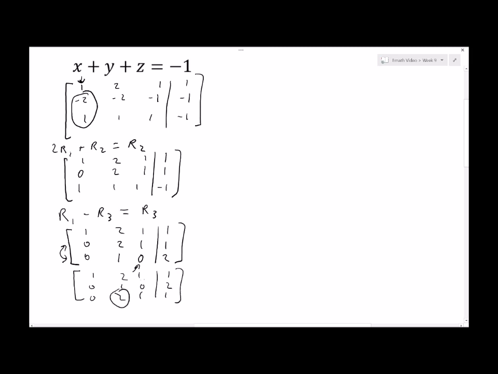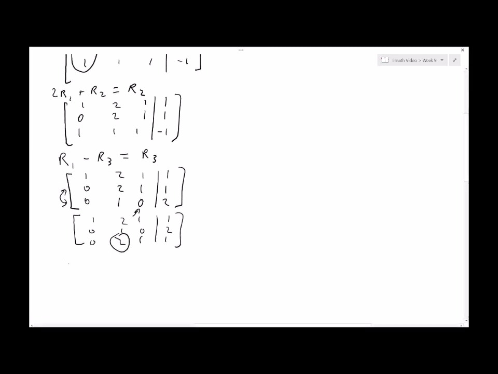Now we want this guy to be 0, so we're going to do -2 row 2 plus row 3 equals row 3. We're left with 1, 0, 0, 2, 1, 1, 0, 2. Alright, so then -2 plus 2 is 0. 0 plus 1 is 1. And -4 plus 1 is -3.